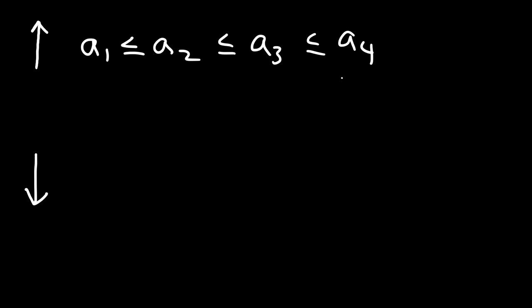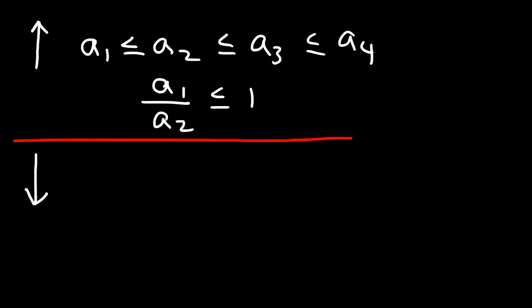To show that it's always increasing, you need to show that the first term is less than or equal to the second term, or you could say the second term is greater than or equal to the first, and the third term is going to be greater than or equal to the second, and so forth. You could also show that the first term divided by the second term is less than or equal to 1. So that's a monotonic increasing sequence.